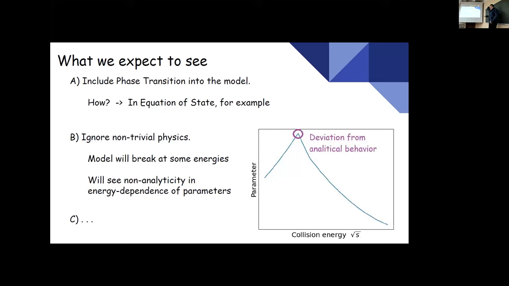And then, if your model is good enough, which we hope so, you will describe data quite well at some energies, but at some point your model will break. So you can think that at this point you probably reach the region of phase transition or critical point. If you extract the parameters from your model and plot their dependence on the energy, you will see something nice at high energies, and then this line will break. And there will be some deviation from the analytical dependence. So you can think that this is possibly a signal of a critical point, for example.